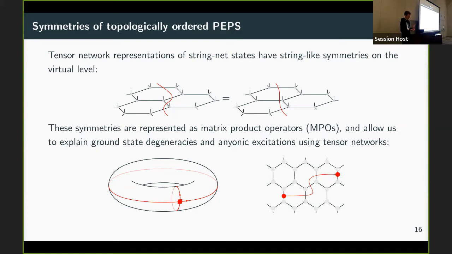you can explain things like the ground state degeneracy, because you can imagine that if I put this thing on a torus and I put these matrix product operators on the virtual level, I can move these wherever I want. So my Hamiltonian, being a local operator, doesn't see these. So all these states have the same energy. But these things are distinct. I cannot deform one into the other without doing something very non-local. Similarly, anionic excitations are explained in this language by saying that you have some excitation with one of these matrix product operators attached, and this non-local aspect of these excitations is what makes them have these fractional statistics, non-trivial braiding properties.